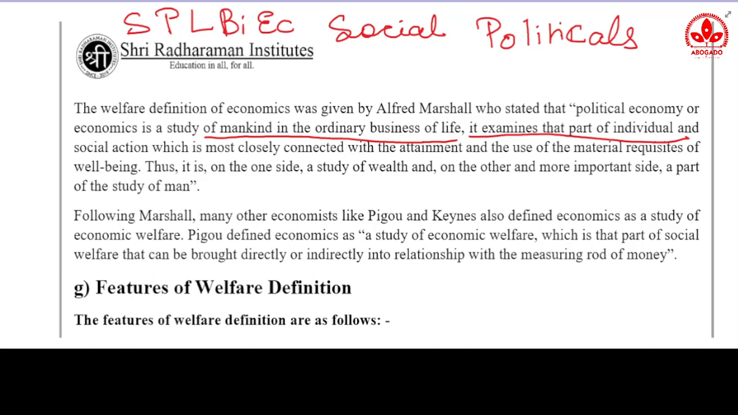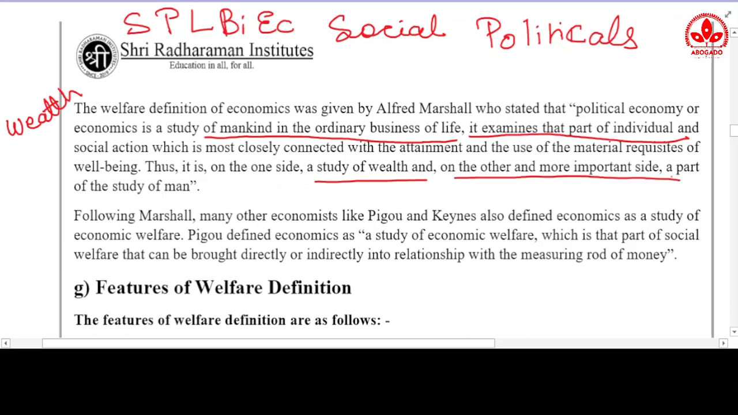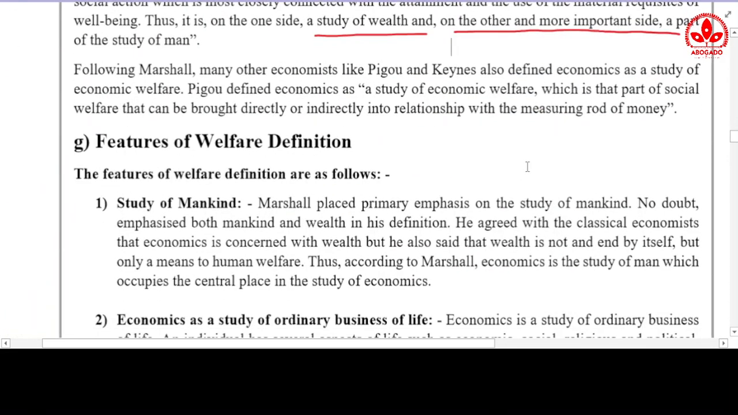Okay, so the welfare definition focuses on two types of studies. One is the study of wealth, and the other is the study of human welfare. That is the reason it is said that on the one side it is a study of wealth, and on the other side, and more important side, a part of the study of man. According to the welfare definition, economics is the study of wealth also, but with the study of human welfare, or particularly that human welfare which is concerned with economic things. A human being has a lot of requirements, and among those requirements, the economic requirements, economics is a study of that. Okay, so this was the welfare definition of Alfred Marshall.